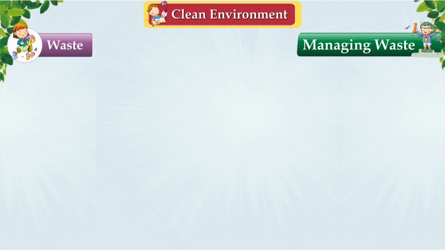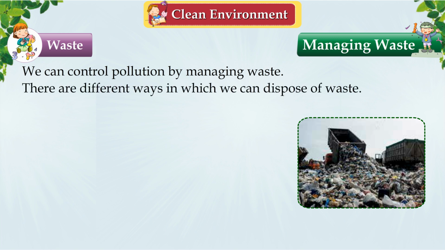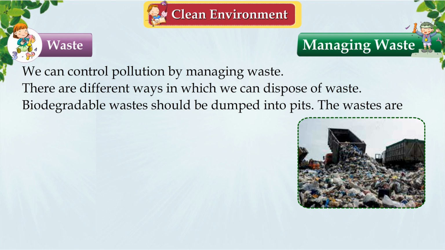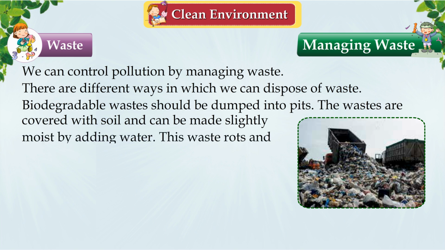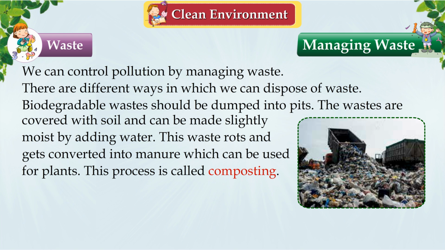Managing waste. We can control pollution by managing waste. There are different ways in which we can dispose of waste. Biodegradable waste should be dumped into pits. The waste is covered with soil and can be made slightly moist by adding water. This waste rots and gets converted into manure, which can be used for plants. This process is called composting.